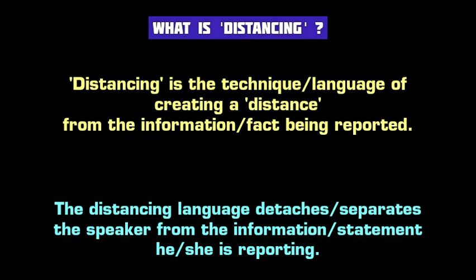Now, what is distancing in English grammar? You see, the word distancing simply means creating a distance. So, in English grammar, distancing is the technique or language of creating a distance from the information or fact that is being reported. But why do you create a distance or distance yourself from the information or fact that you are reporting? Well, the distancing language detaches or separates the speaker from the responsibility of the information or statement that he or she is reporting.